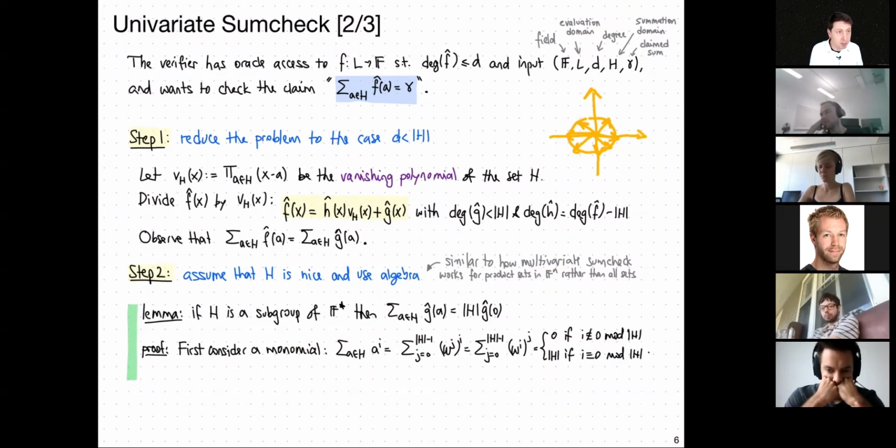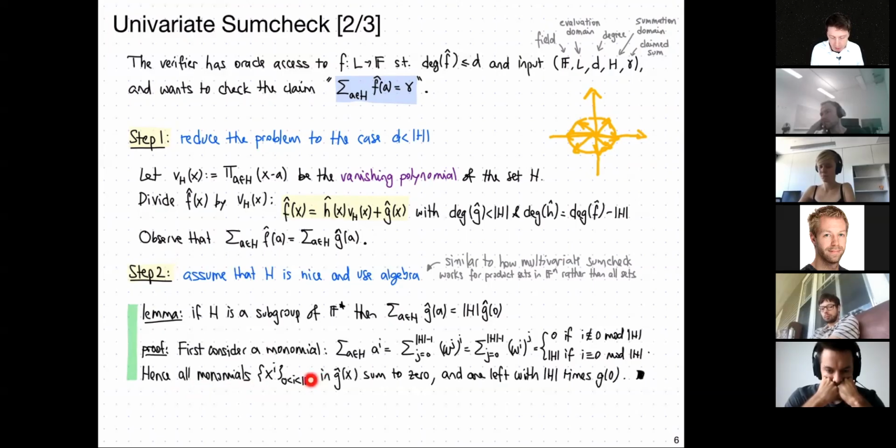And then when you take a linear combination of roots of unity, which is kind of all the monomials, we're going to get that because the degree of g hat is less than h, the only i that is 0 modulo h is the one for g0, and all the others disappear, right? So every other monomial that is positive power and less than h just balances out completely and disappears. And the only thing you're left with is the constant term times h, right?